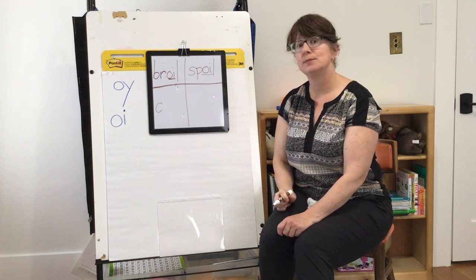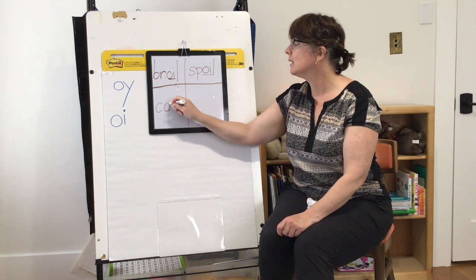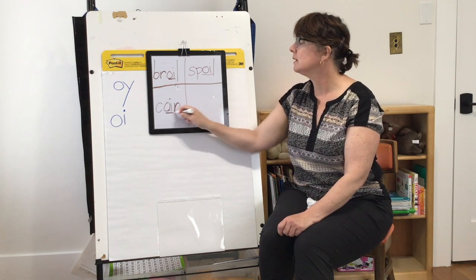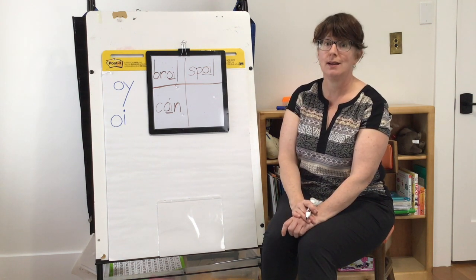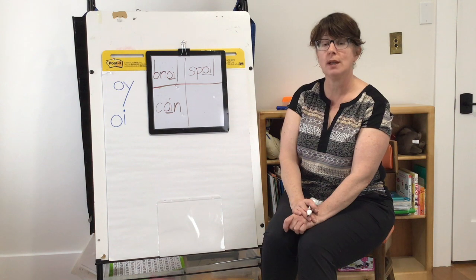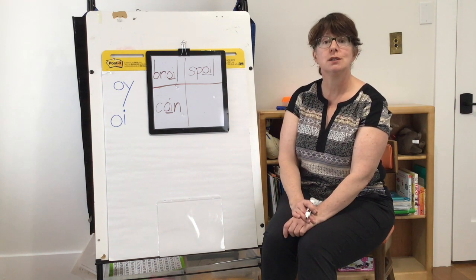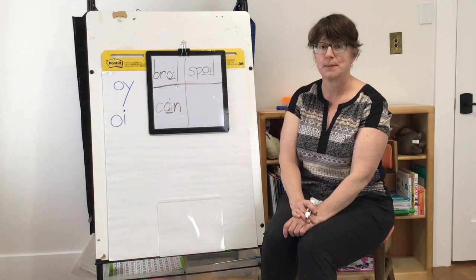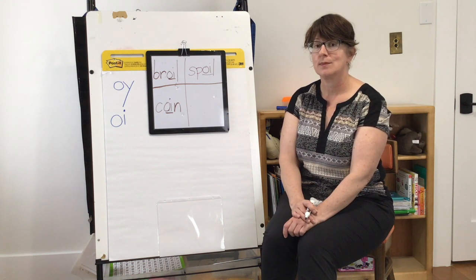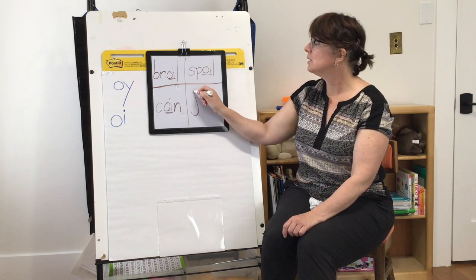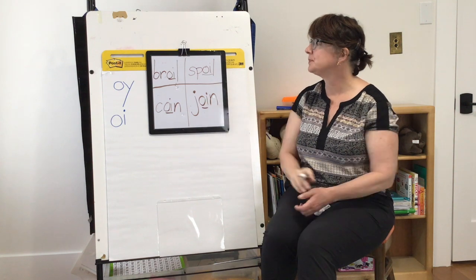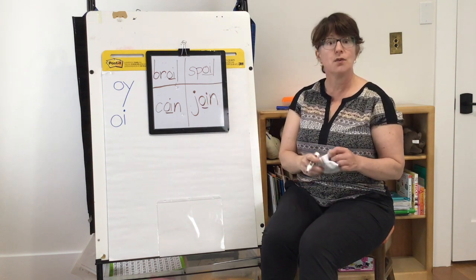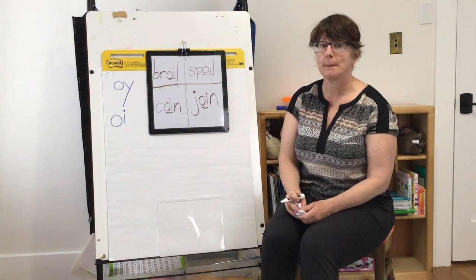K, oi, n. And our last word today, join. Did you want to join the club? J, oi, n. Write it. J, oi, n. Underline. Good. Find spoil and erase it.